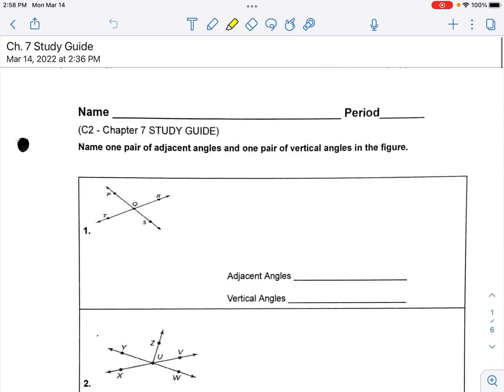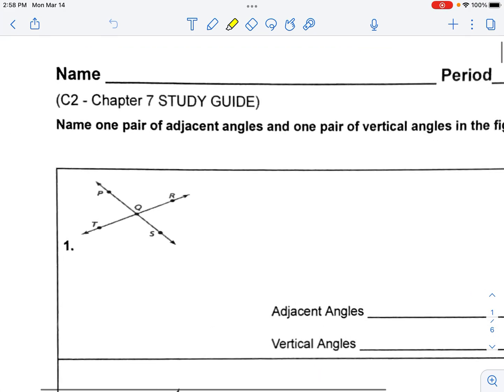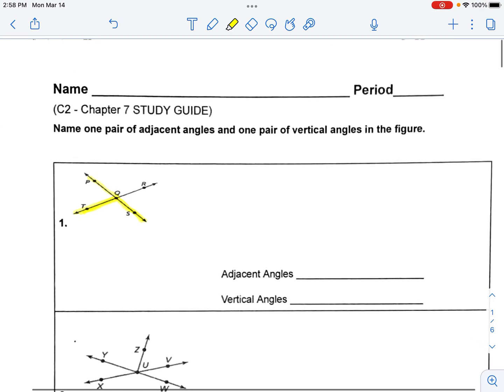Okay, so number 1, adjacent. I'm going to write down P, Q, and T. It is adjacent with T, Q, and S because they share a common side. When we write that, we can say angle P, Q, T with angle T, Q, and S. So just make sure that the angles you chose to write down have a common side.